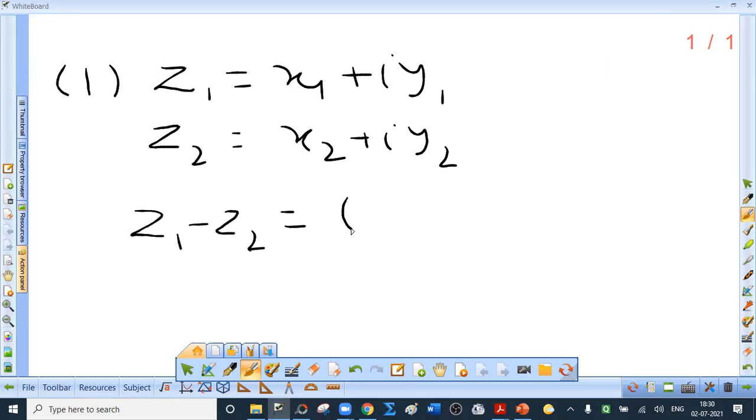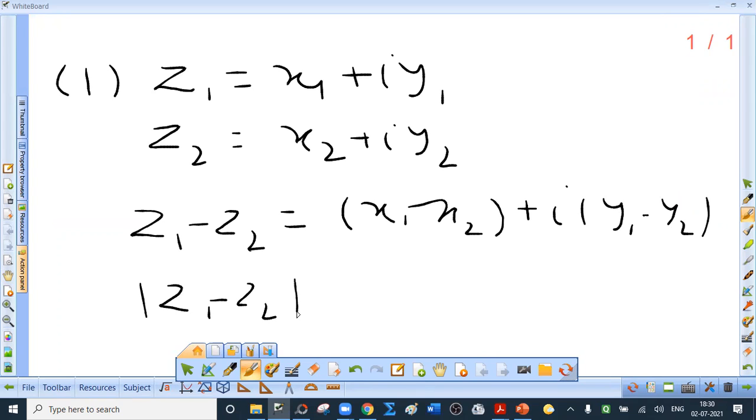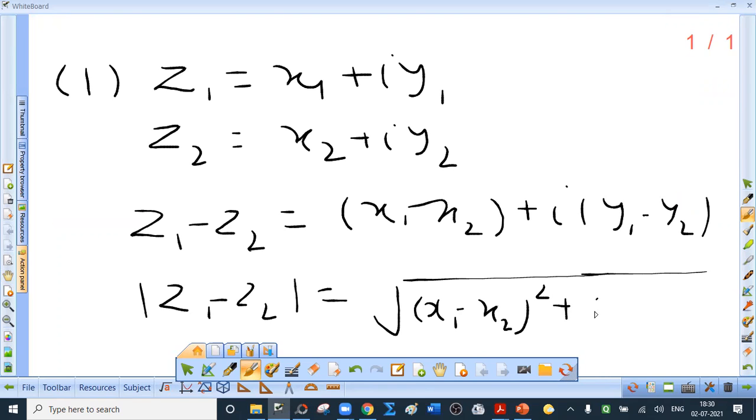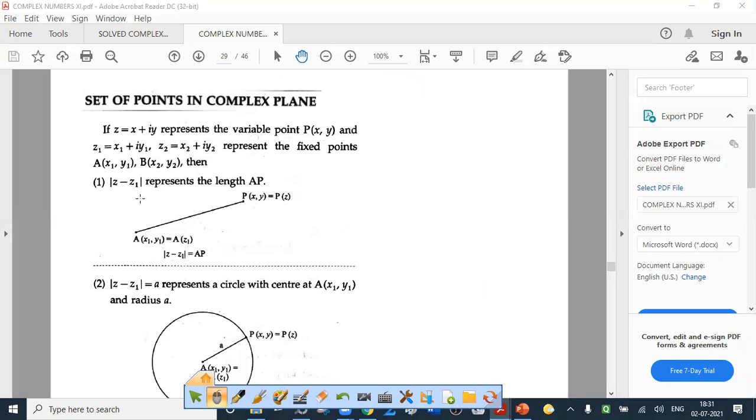It is x1 minus x2, this is the real part, plus i, y1 minus y2. Now can you tell me modulus of z1 minus z2? It is root of what? Square of real part plus square of imaginary part. You have studied the distance formula. Note that this is nothing but the distance between 2 points, say P and Q, representing these complex numbers. See, mod of z minus z1 represents the length AP.